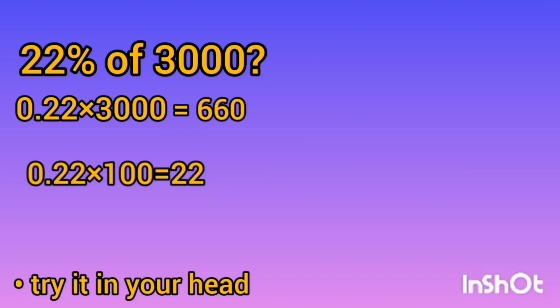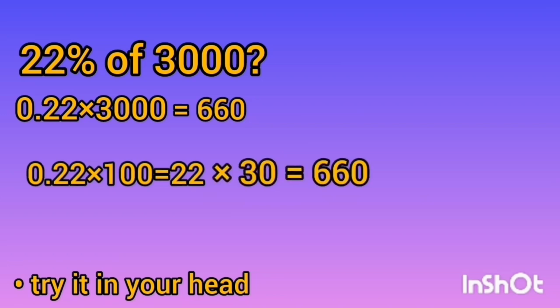Better still, you can find 22% of 100, which we know to be 22. And we know there are 30 hundreds in 3,000. So we just multiply 22 by 30. And this gives us 660. So you can do it this way or you can use your calculator on the GRE exam. Which one works faster for you?